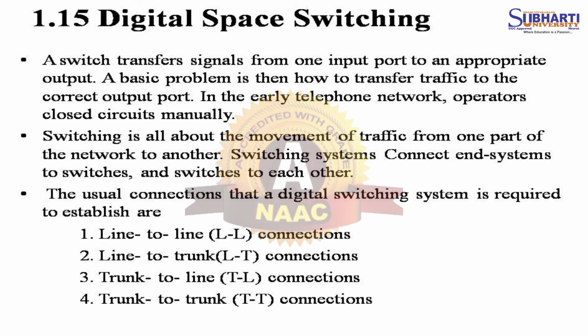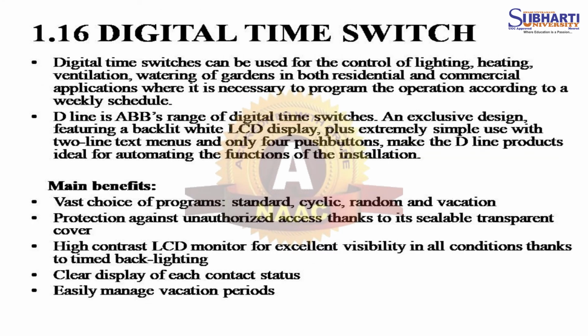In the early telephone network, the operator closed the circuit manually. Switching is all about the movement of traffic from one part of the network to another. Switching systems connect end systems to switches and switches to other systems. The usual connections that a digital switching system is required to establish are line-to-line connection, line-to-trunk connection, trunk-to-line connection, and trunk-to-trunk connection.